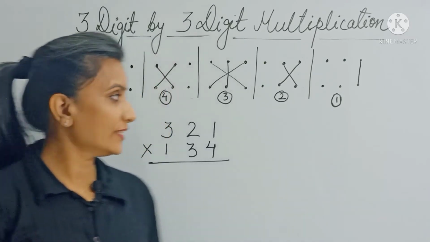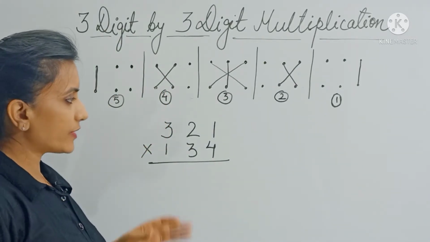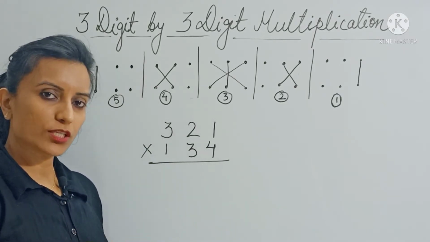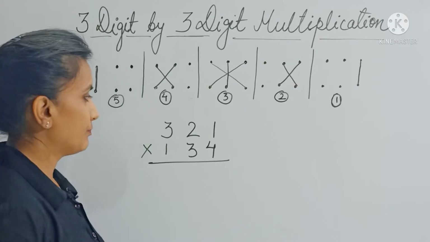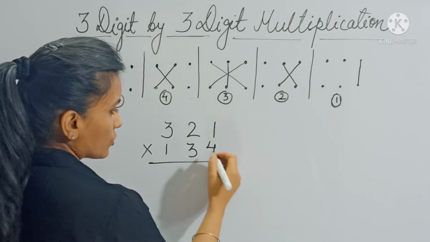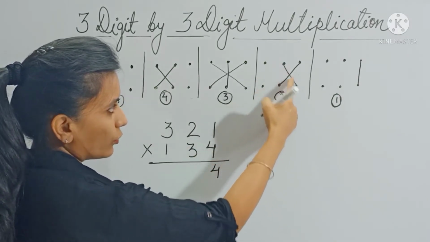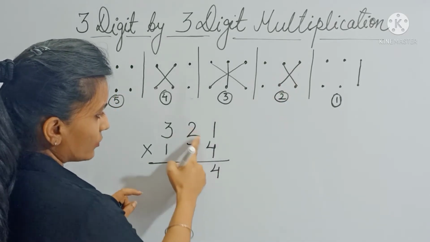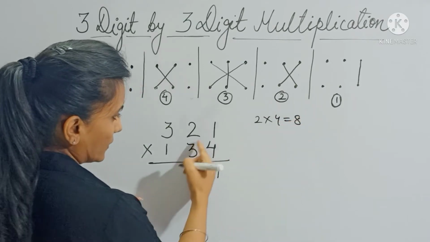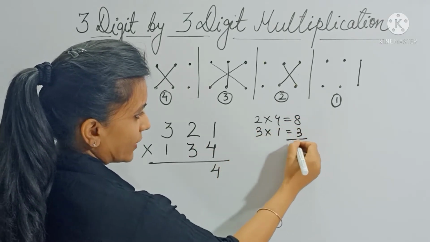Now let's multiply 321 by 134. Now first time I will be writing each and every step so that you understand the concept, and then slowly we will work on the speed. Okay, so first step is you have to multiply these two digits. So 4 ones is 4, right? Now second is you have to follow this cross. So multiply in cross. So 2 fours is 8 and 3 ones is 3. So after adding these two you get 11.